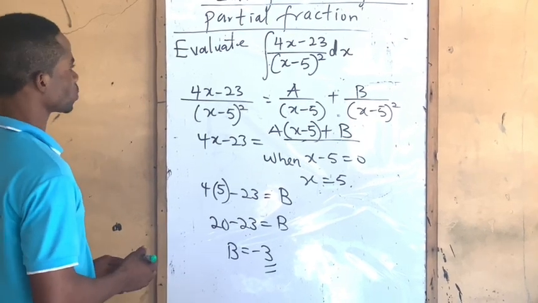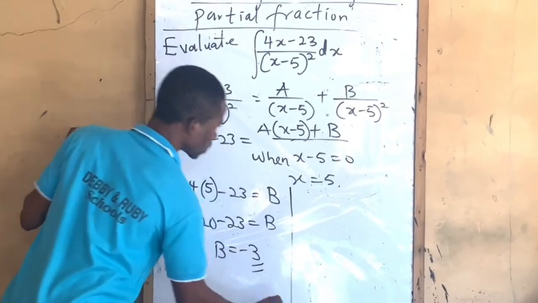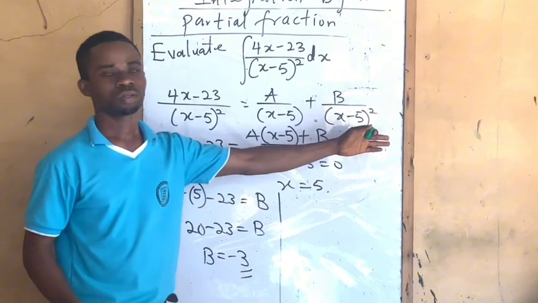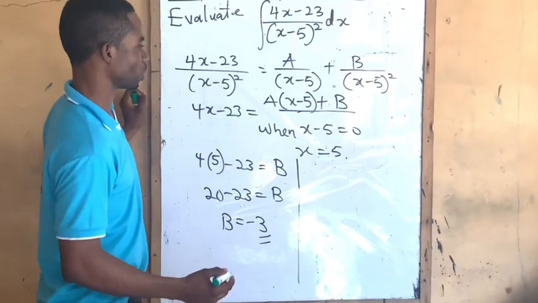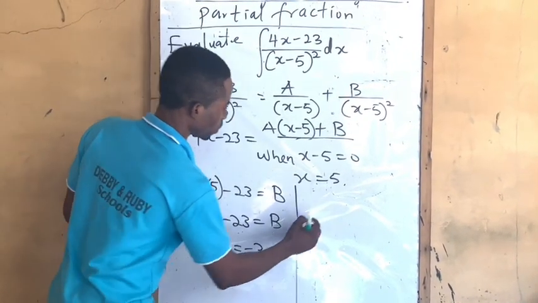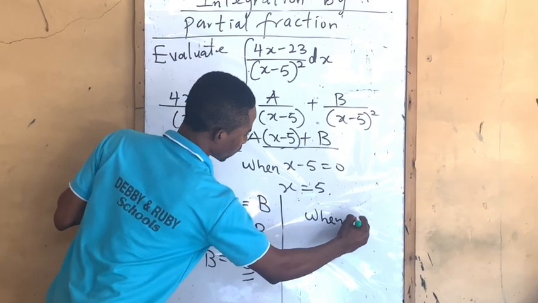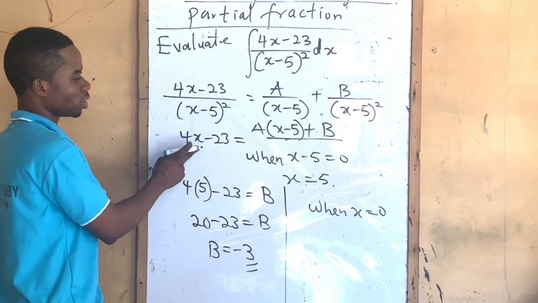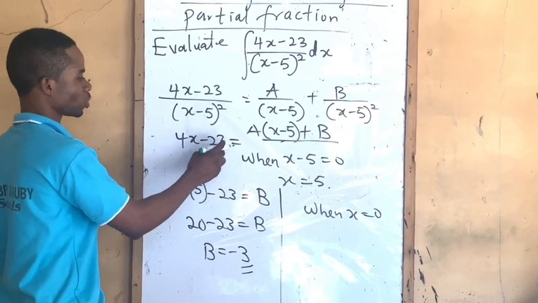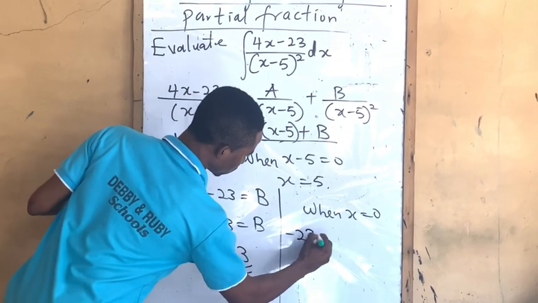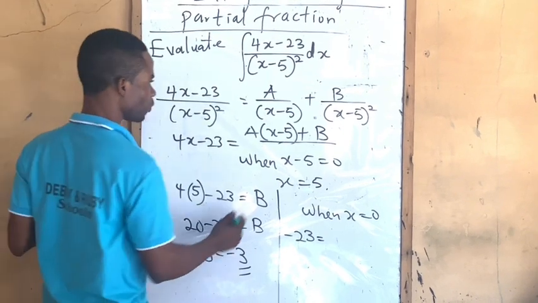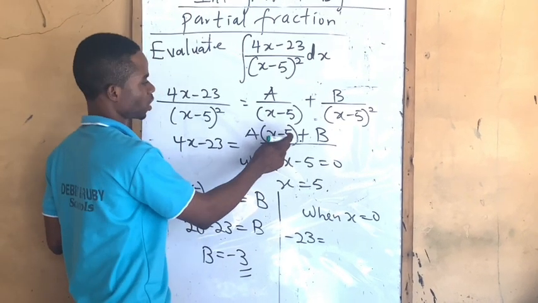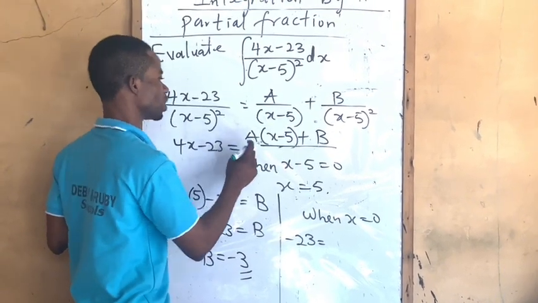Now, for us to get A, since we don't have any factors again, we can just say when x equals 0. So if x equals 0, I'll put 0 here. That's 4 times 0, which is 0, minus 23, equals, if I put 0 here, 0 minus 5, that's minus 5.